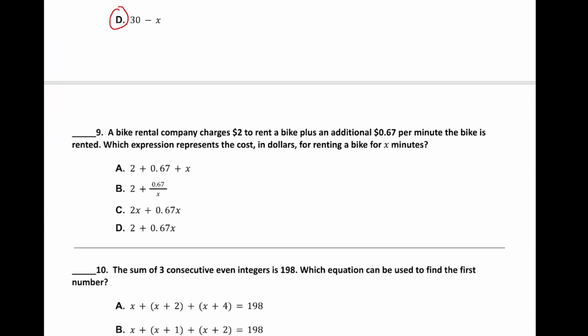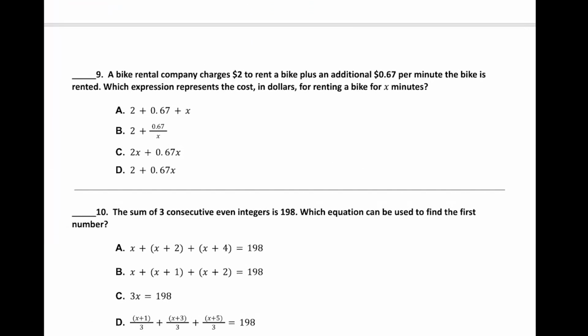Number 9, again, we are trying to set up an expression from a word problem. We don't have to actually solve anything. We're just doing the setup. It says a bike rental company charges $2 to rent a bike. So that is a one-time fee, plus, okay, so we've got the $2 plus an additional 67 cents per minute that you rent the bike.